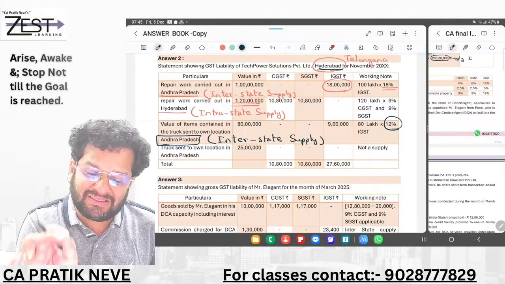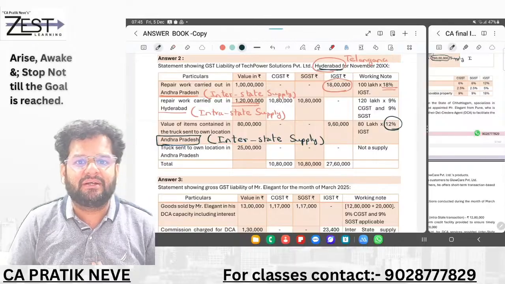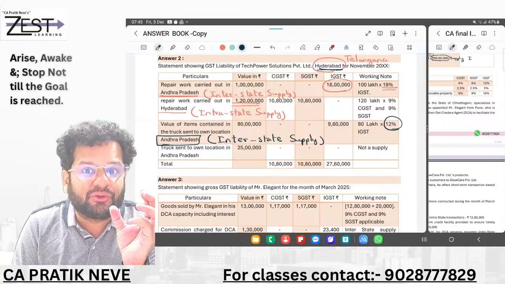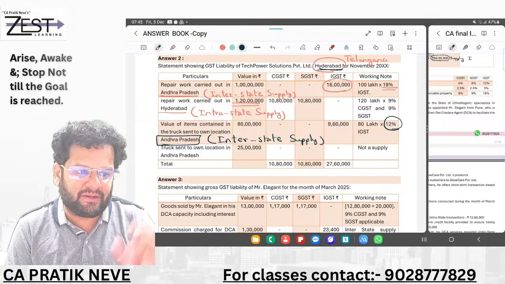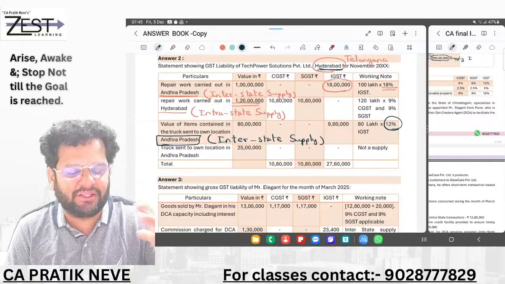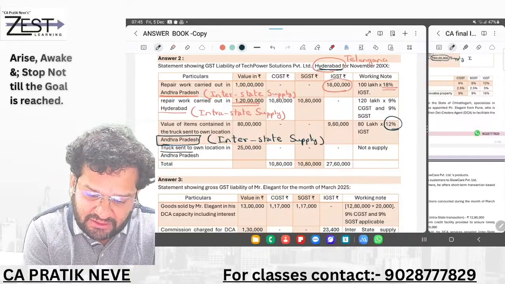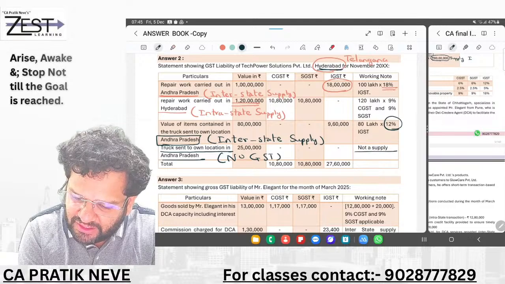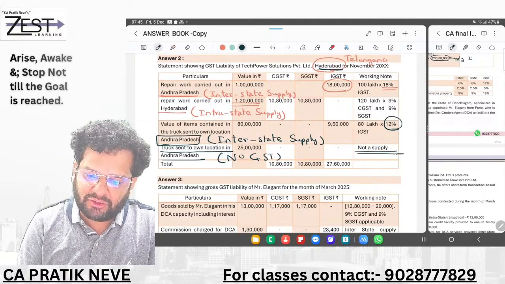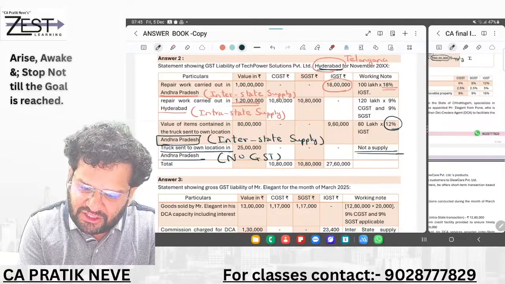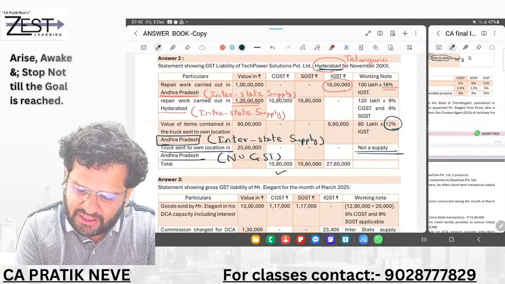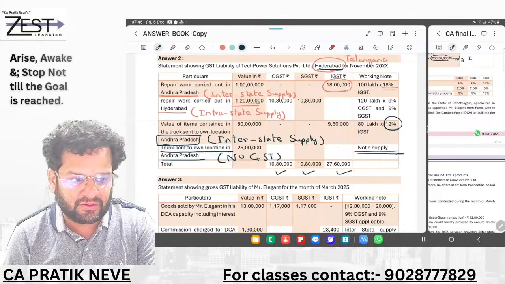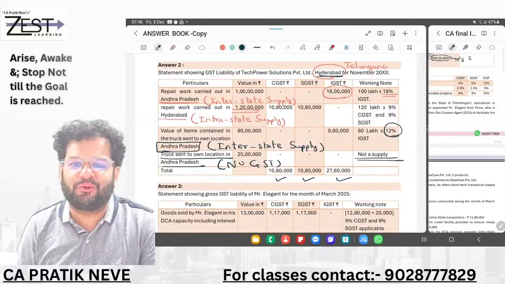Okay. So repair services for the immovable property, it was 18%, and the goods which are supplied, it was 12%. So accordingly you have calculated the GSTs. And truck sent to own location in Andhra Pradesh, there is no GST because it is not treated as supply. Okay, so that's it. Here you get CGST as discussed 10 lakh 80,000, SGST 10 lakh 80,000, IGST 27 lakh 60,000. That's it. So I hope all of you understood this.